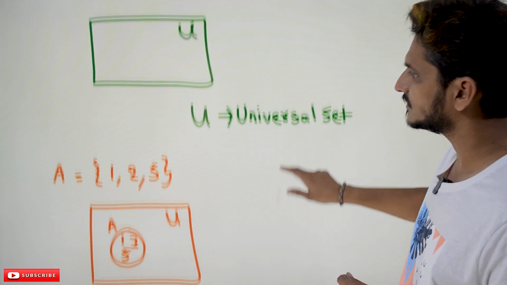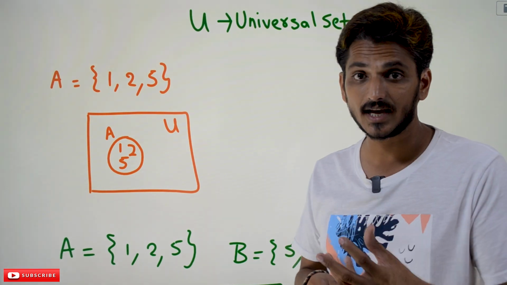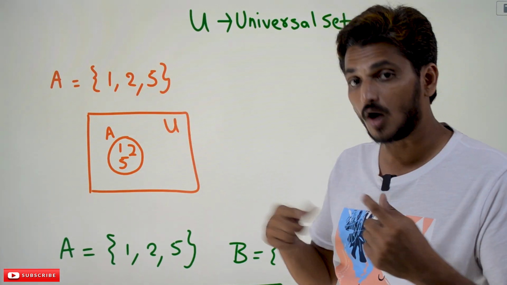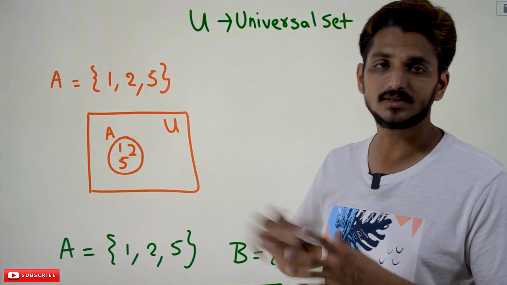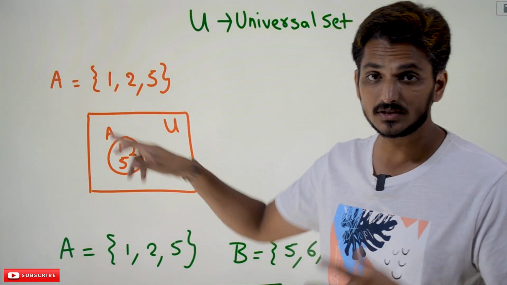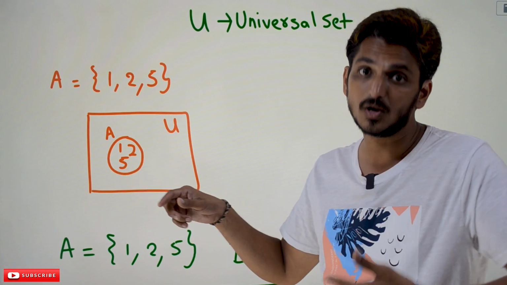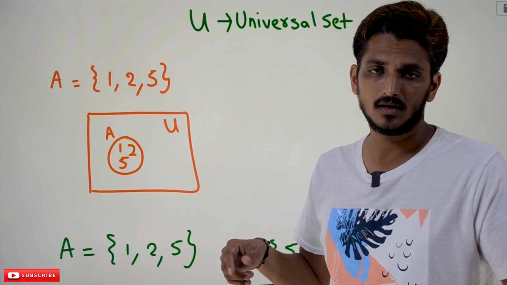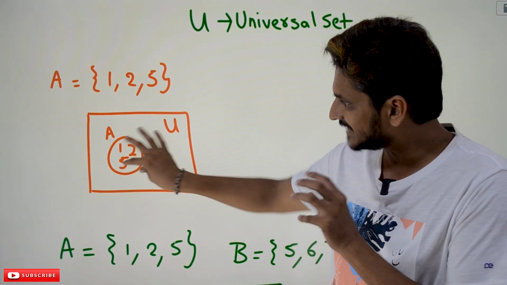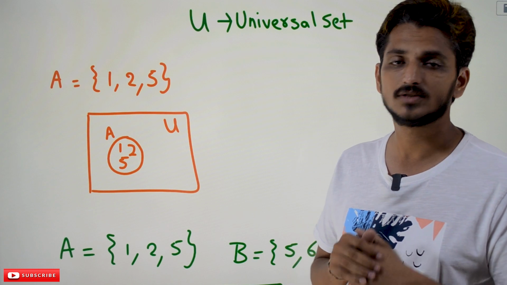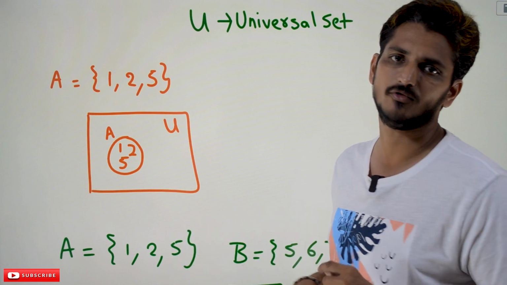Now coming to the next example. A equal to {1, 2, 5}. The set A contains the elements 1, 2, 5. How do we represent this set? Using a circle, we are going to represent the set A. The universal set contains all the elements, so the elements 1 to 5 belong to the universal set. These elements belong to set A, that's why we separate them using a circle. What are the elements present in set A? 1, 2, 5. This is how we represent a set in Venn diagram form.